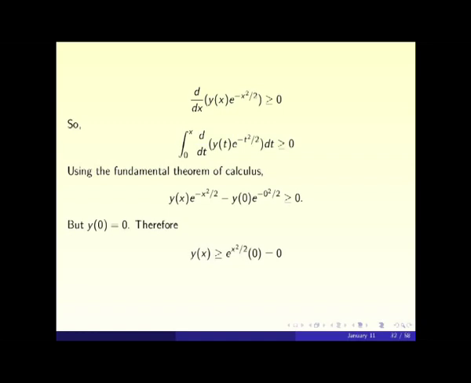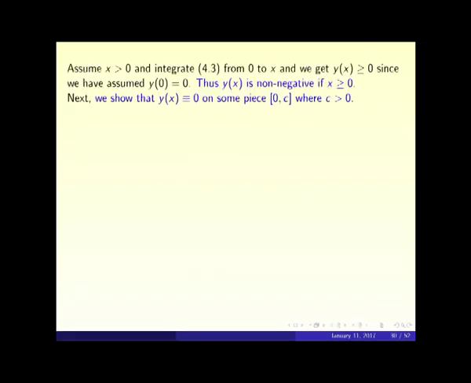This is 1 and y(0), remember, was 0. Therefore, we get y(x) is greater than or equal to e to the power x squared by 2 times 0, which is 0. So we have concluded that the solution is non-negative. We have concluded that y(x) is non-negative if x is greater than or equal to 0. Now we shall show that y(x) is actually equal to 0.